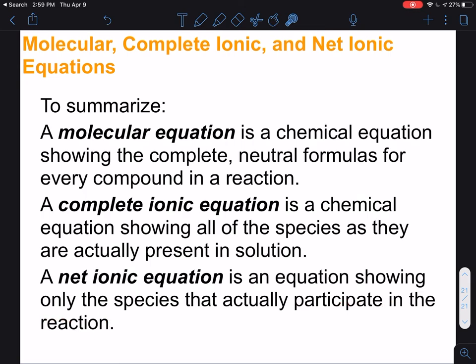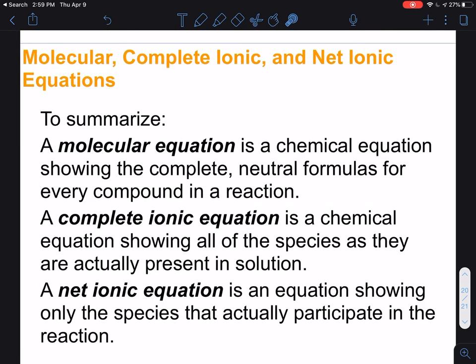So that is where we're going to stop precipitation reactions, and when we pick back up, we're going to talk about acid-base reactions. So stay tuned.